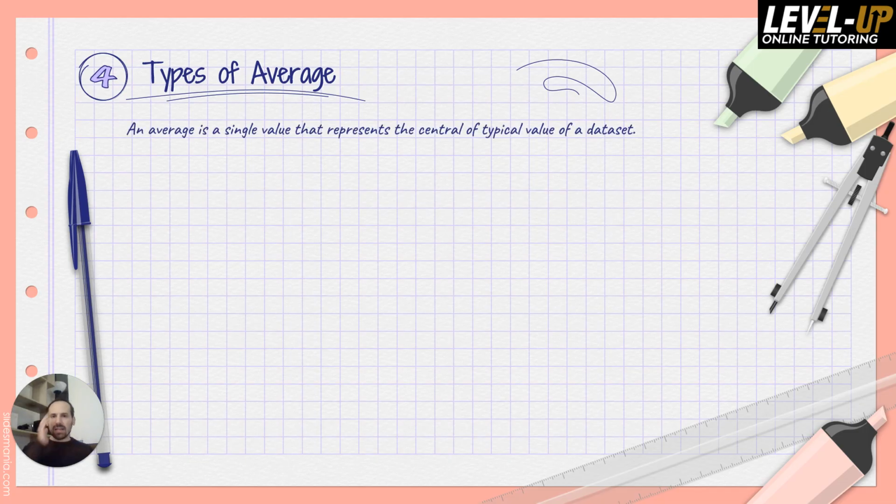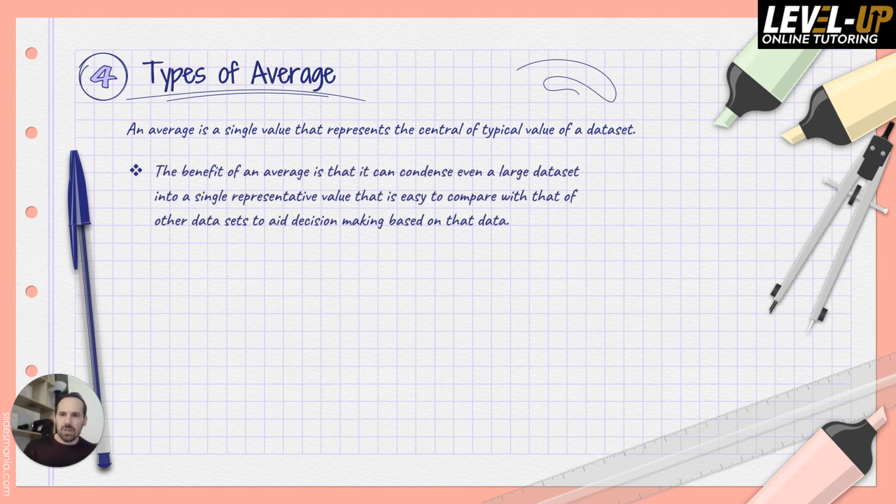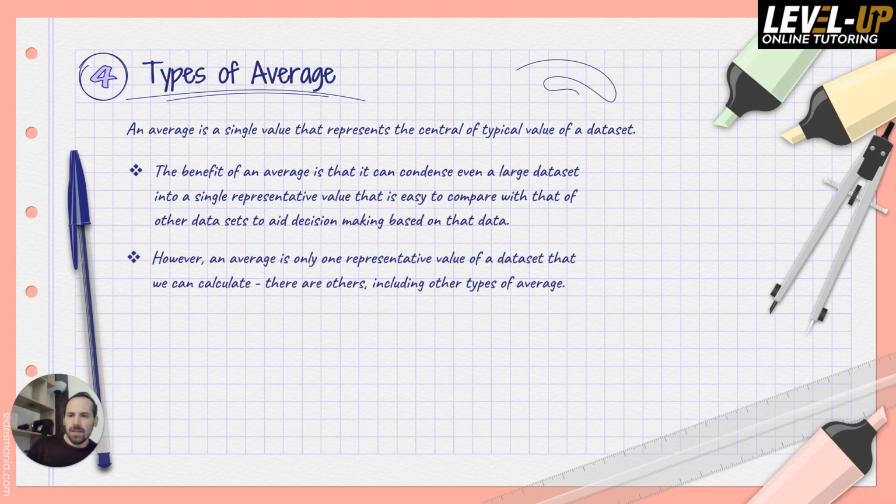And an average represents a central or more typical value of the whole data set. The benefit of an average is that it condenses even a very large data set into just a single representative value that's easy to compare with other data sets, which can help aid decisions. Like if we're trying to work out what is the average of this, and what is the average of that, we can compare the two quite easily.